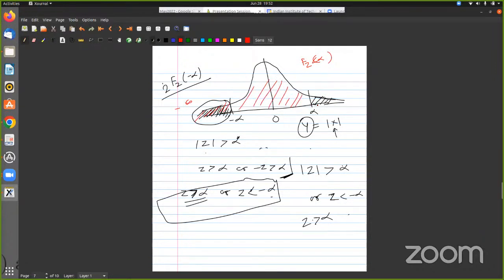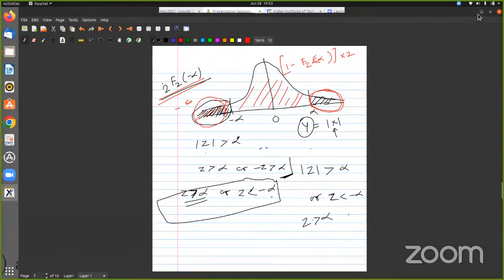Yes, sir. But we are interested in the right portion of alpha, correct? This is what we are interested in. So how to find this area? It is 1 minus f0 of alpha, and this circled area is similar to this area, correct? Yes, sir. It is 2 times (1 minus fz of alpha). Both are the same. So either you can write 2 times f0 of minus alpha, or you can write 2 into 1 minus f0 of alpha. Both are similar.